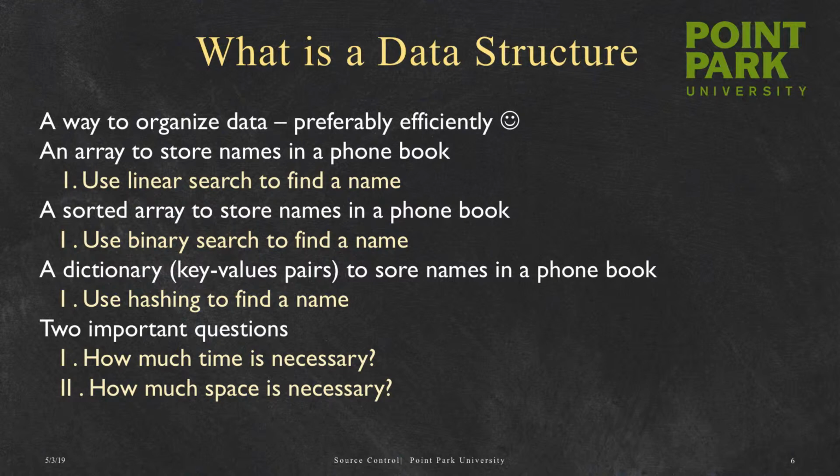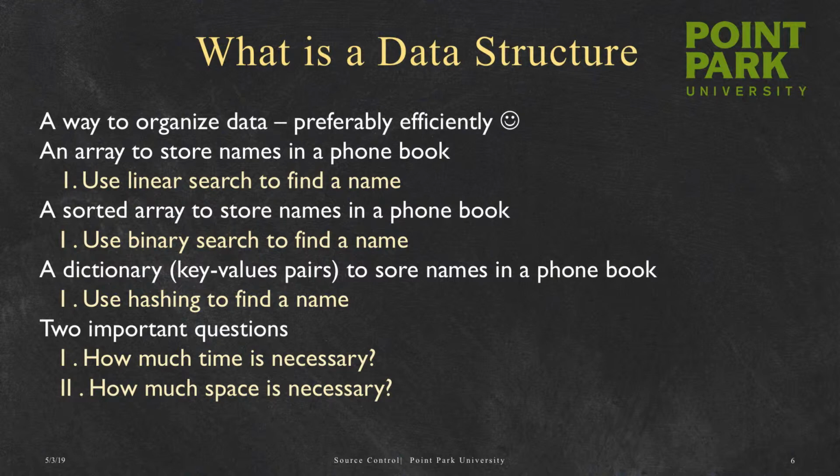We have a sorted array to store names in a phone book. So sorting allows us to use the binary search to find a name. It allows us to identify what we're looking for specifically. A dictionary, key value pairs. I put sort to sort names in a phone book, so that's my mess up.